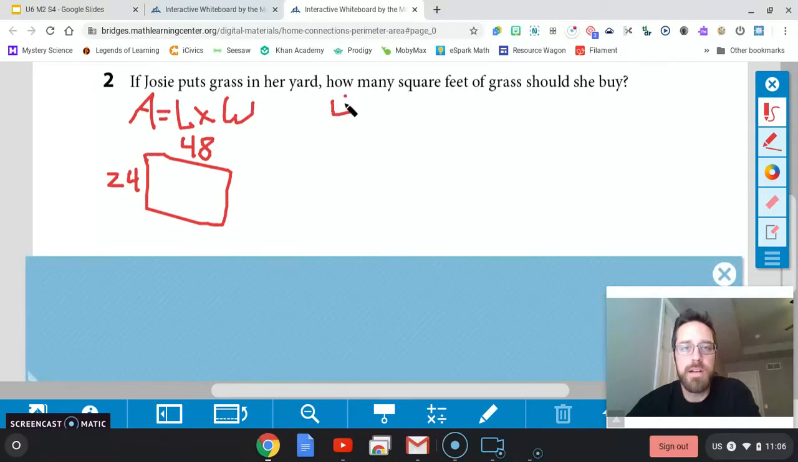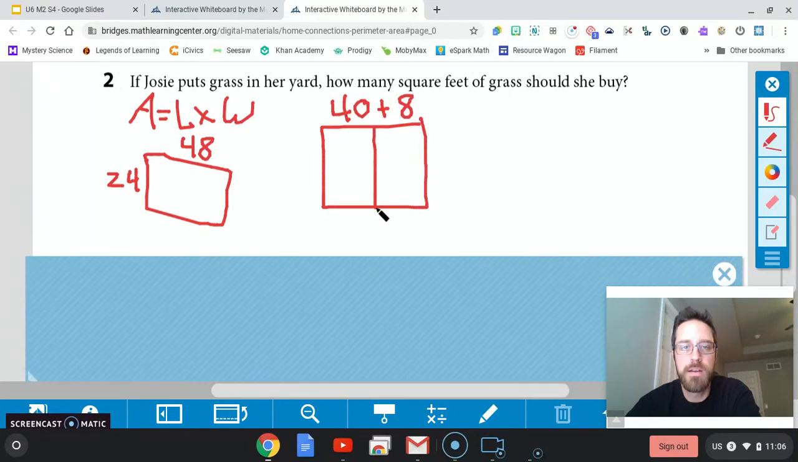But I think I'm going to start, let's do one using the area model. So let's do 40 plus 8. Now this time we're doing a 2-digit by a 2-digit number, so I need to make it a 2 by 2 array here. So 40 plus 8 and 20 plus 4.